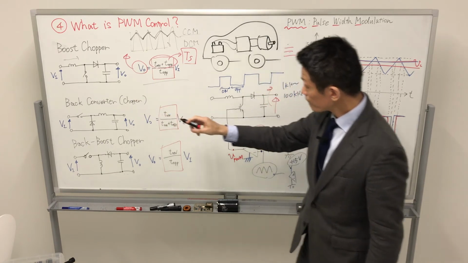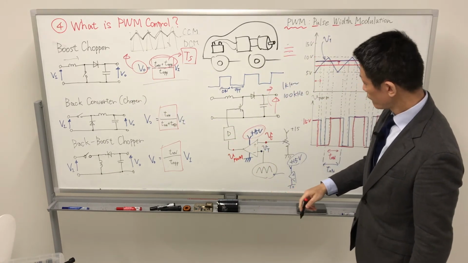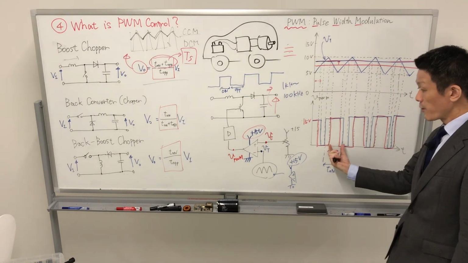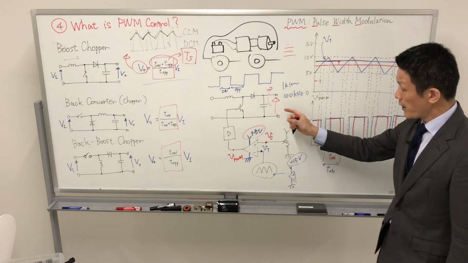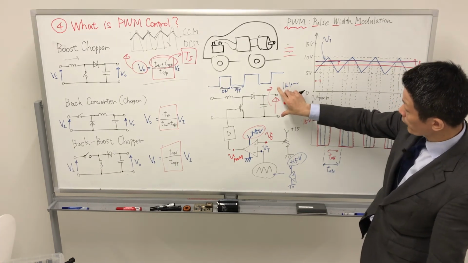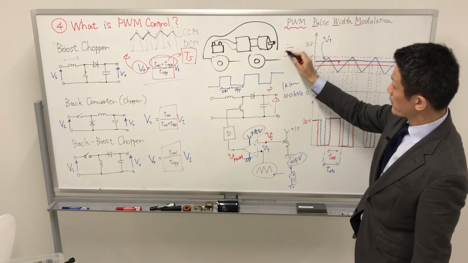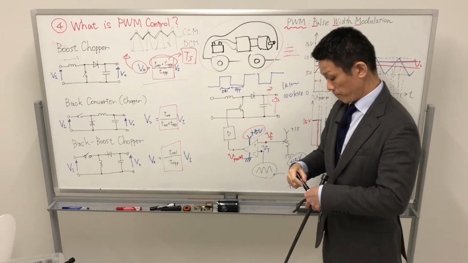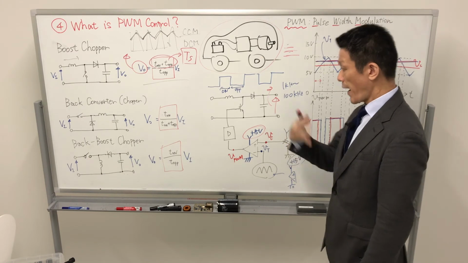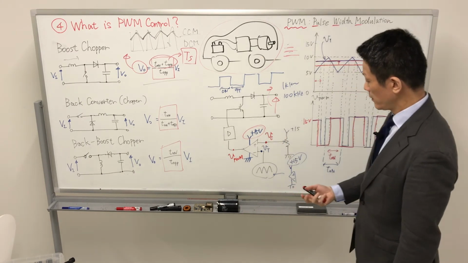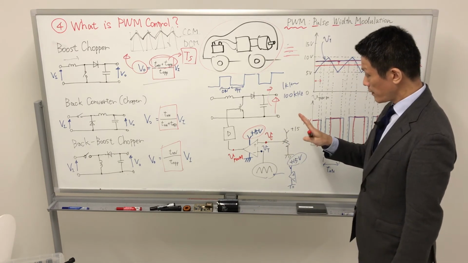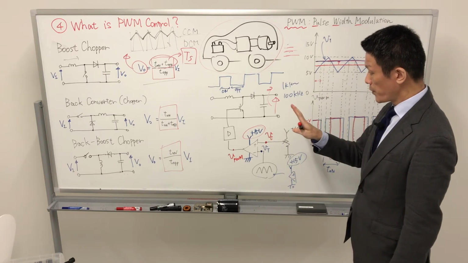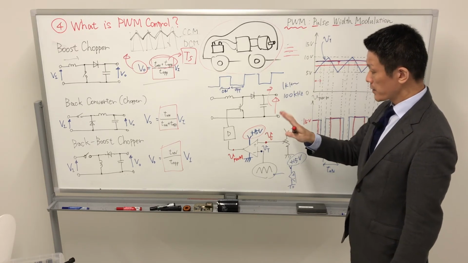Okay? The voltage value is increased. With that increased voltage, the EV speed is higher. That is open loop chopper control.